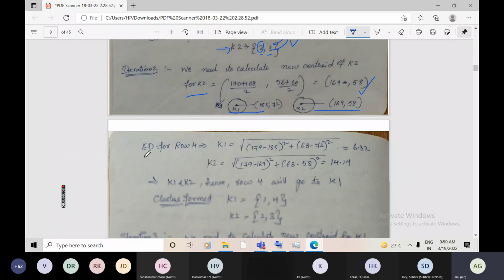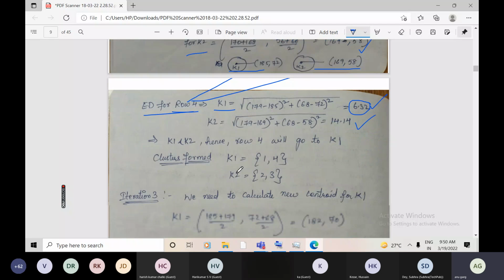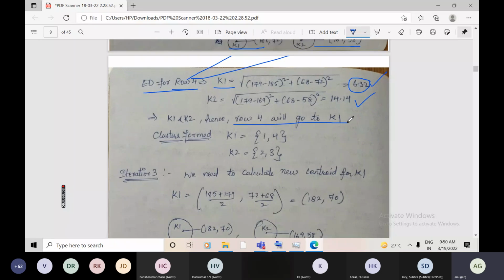Now do the same procedure for row 4. Find the distance of row 4 from K1 and row 4 from K2, and whichever is less, that particular row will go to that cluster. So now row 4 will go to cluster K1, hence the clusters formed will be 1, 4 and 2, 3. Now your row 4 has gone to cluster K1.